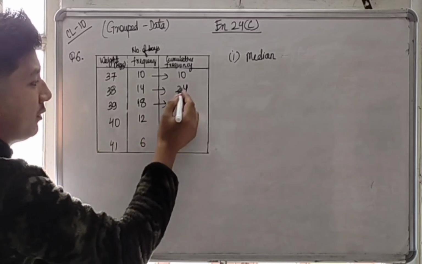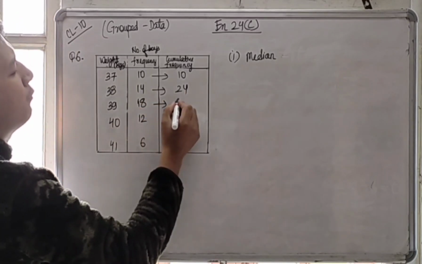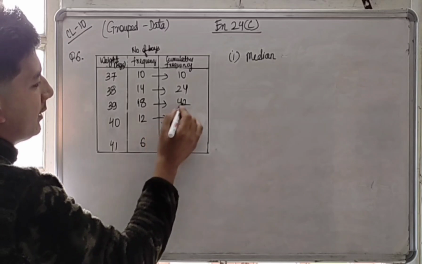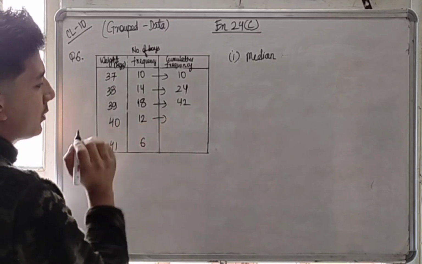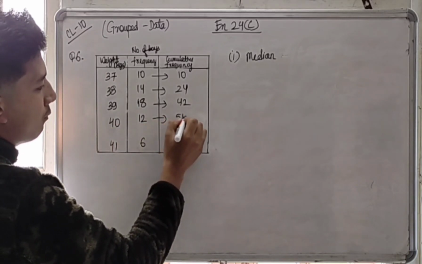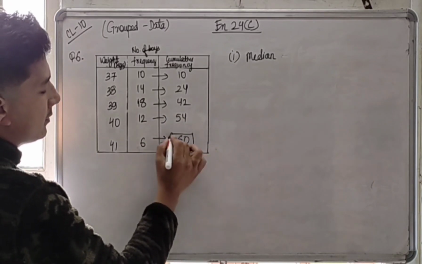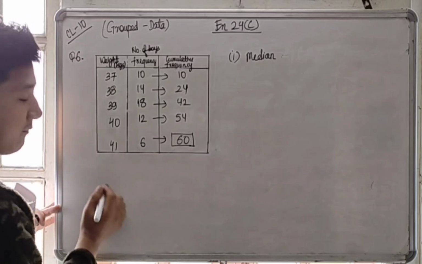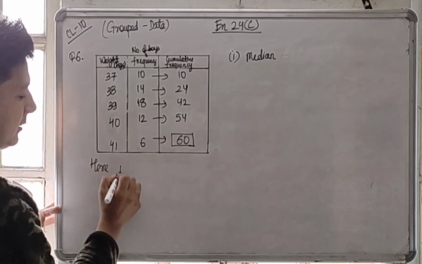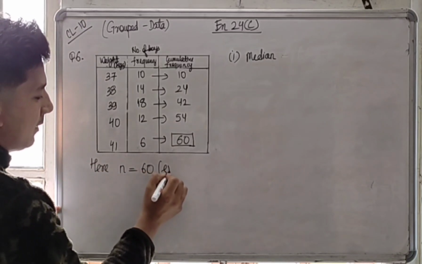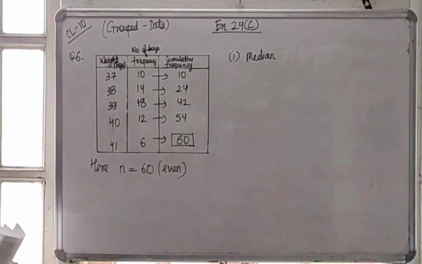The third one is 24 plus 18, 42. The fourth one is 42 plus 12, 54. And the last one, 54 plus 6, will be 60, as there are 60 students. So hence, what is the value for n? Here we can say n equals 60, which is even. So 60 is even, boys.